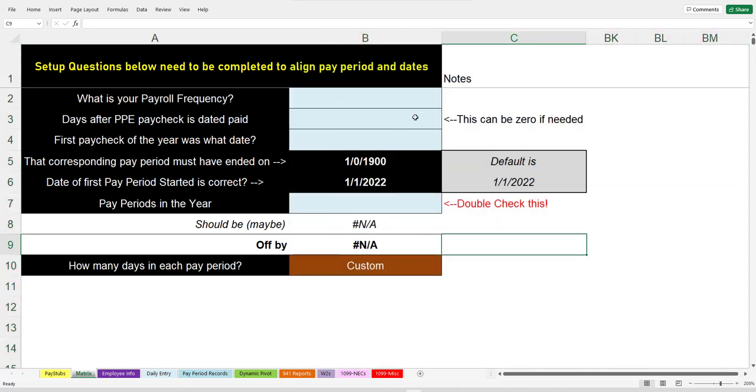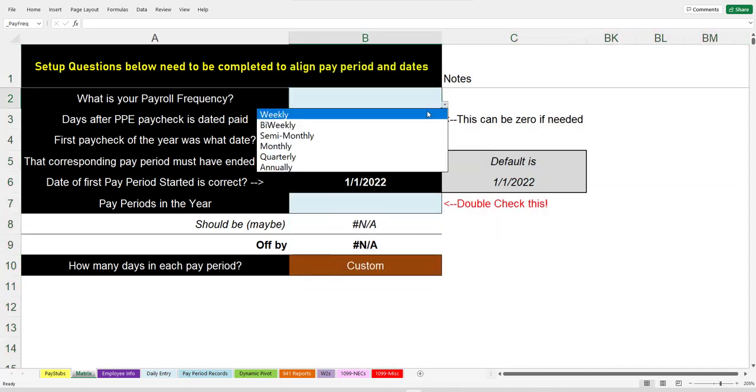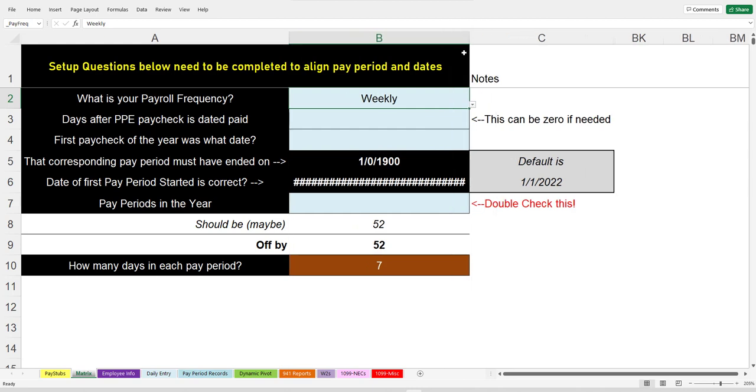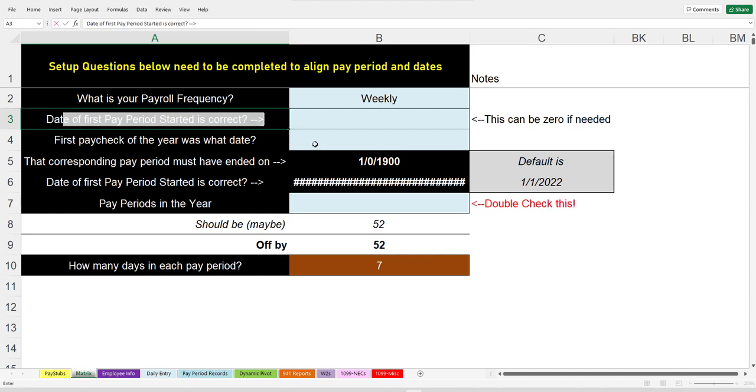Because if you just downloaded the file and you're like, all right, well, I'm a weekly payer or a bi-weekly or a semi-monthly payer. Let's start with the most frequent, weekly. Okay? You're a weekly payer. Now what do you do? Next question. Days after PPE is pay period ending, paycheck is dated paid. I can word that in a better way and just say date of first paycheck of the year, right? Is that the same thing? No, it's actually days after pay period ending check dated paid.